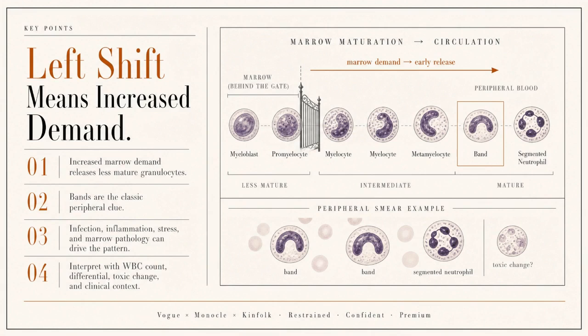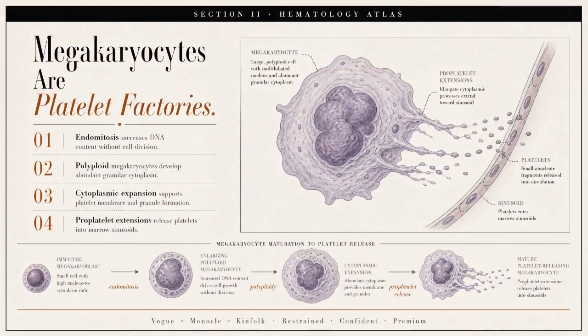Now, let's shift our focus to platelet production. Megakaryocytes are among the most distinctive cells in bone marrow because they become large, multilobed, polyploid cells dedicated to platelet production. Their maturation involves endomitosis, meaning DNA replication occurs without normal cell division. As a result, the megakaryocyte becomes polyploid with a large multilobated nucleus and abundant cytoplasm.